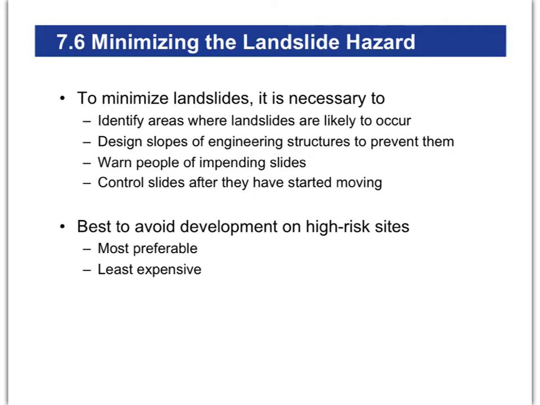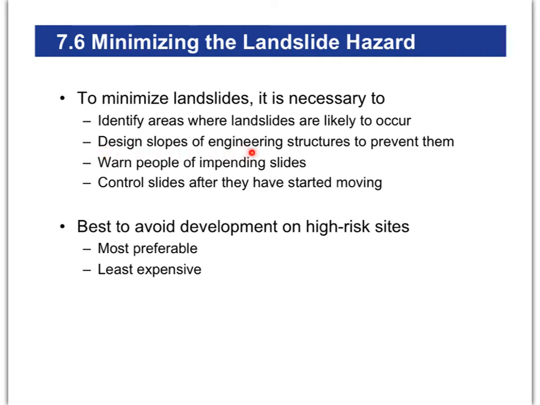All right, ways to minimize the landslide hazard. So you've got these problems. How do we address them? How do we mitigate them? First of all, we have to tell people where these places are, where landslides are likely to occur. And there are scientists all over the world whose job it is to identify landslide-prone areas and educate the public on who is at risk.